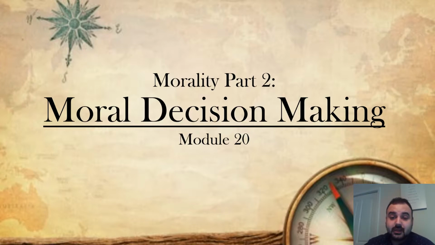Last module, we looked in depth at conscience and all the different things that go into using our conscience. Today, we're going to be looking at how we actually make a moral decision. What are some of the things that we can use, look at, or should consider in trying to look at an action and determine what we should do or what we should not do?